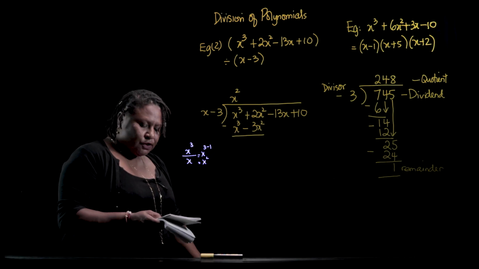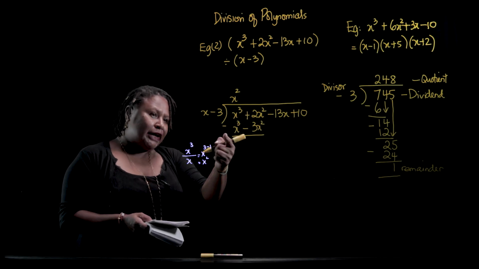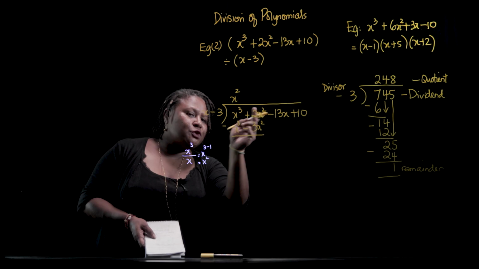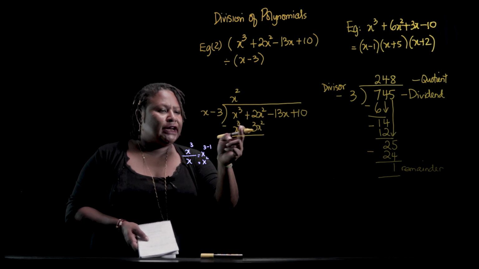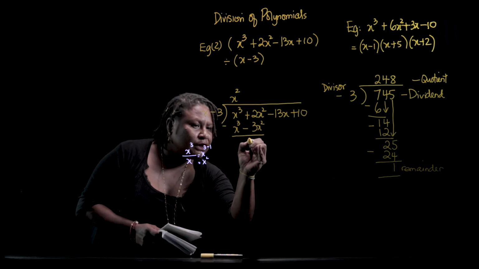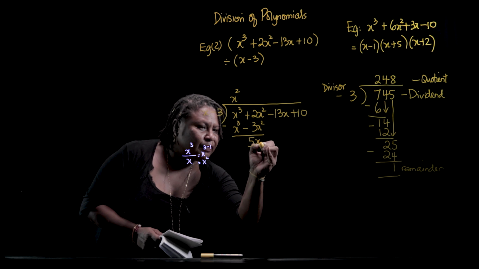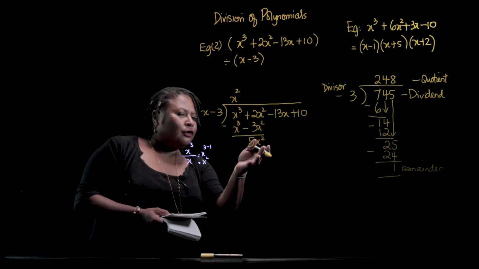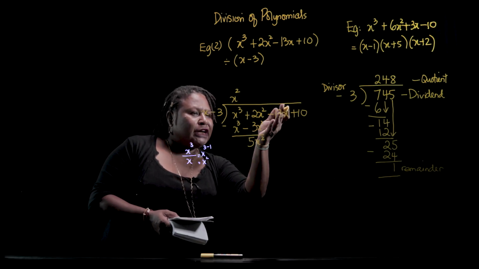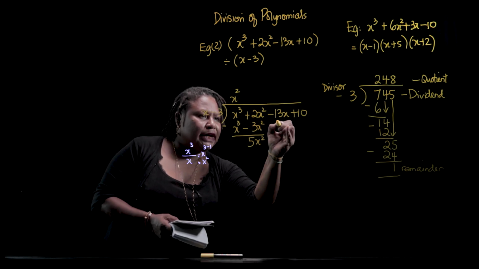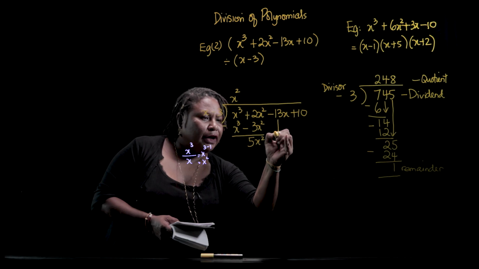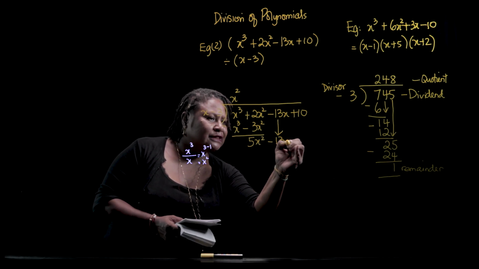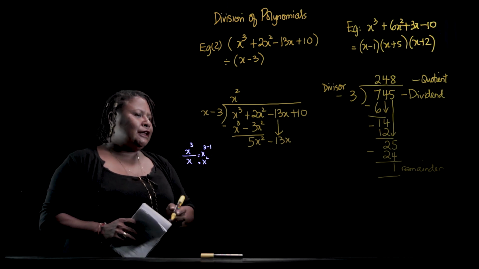Okay? So, x cubed minus x cubed will cancel out. And positive 2x squared minus negative 3x squared will give us positive 5x squared. All right? Now, we are going to bring down this term here so that we have a binomial to divide by this one. So minus 13x, all right?